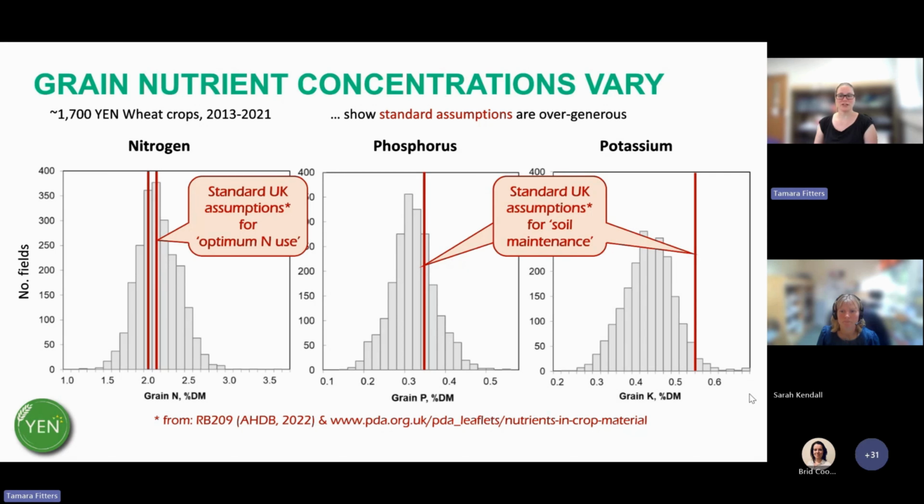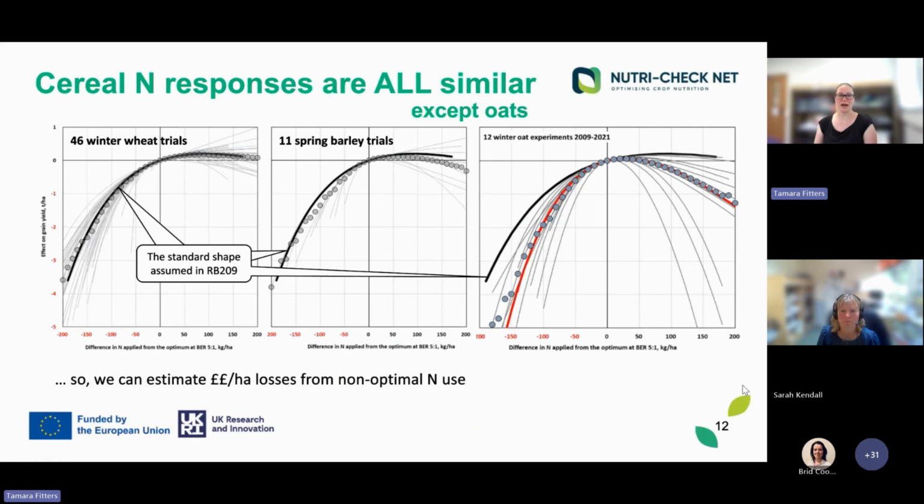So when we've got all these values, we can look at the nitrogen response, because nitrogen responds quite neatly, so it makes a really lovely curve here. What we can see here is the amount of nitrogen applied. This line here is the optimum amount of nitrogen applied to a winter wheat crop. This is data from 46 winter wheat trials.